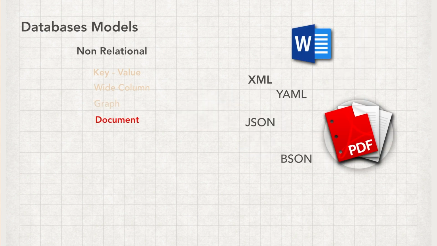Lastly, a document-oriented database or document store is designed for storing, retrieving, and managing document-oriented information, also known as semi-structured data. The central concept of a document-oriented database is the notion of a document. While each document-oriented database implementation differs on the details of this definition, in general, they all assume documents encapsulate and encode data or information in some standard format or encoding. Encodings in use include XML, YAML, JSON, and BSON, as well as binary forms like PDF and Microsoft Office documents.